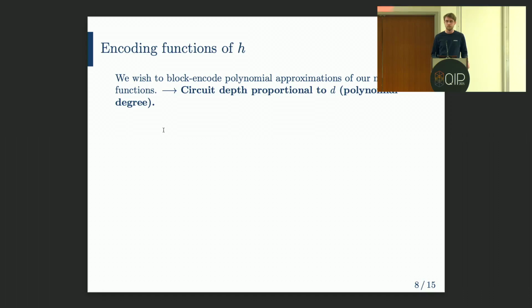As I said, we will input this information using polynomial approximations, and an important point here is that using existing techniques, we know that the depth of a block encoding of a polynomial of degree d will scale linearly in d. So as long as we can take d to be polylog n, and that gives a sufficiently accurate polynomial approximation, we're in business.